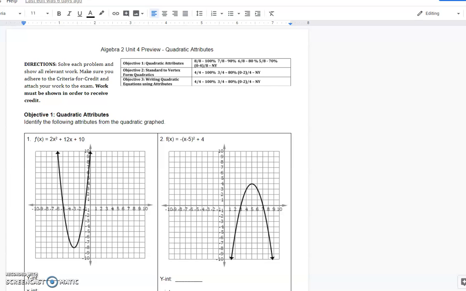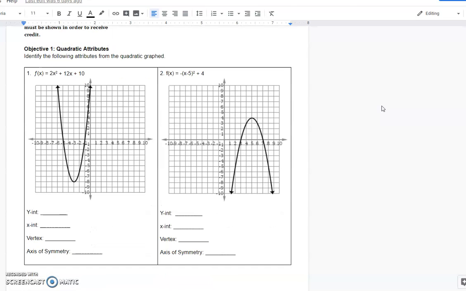Okay, this is the Algebra 2 Unit 4 preview. I am creating a video since I will not be at school to do it. So please view this at your own time or during class as you work through the preview.